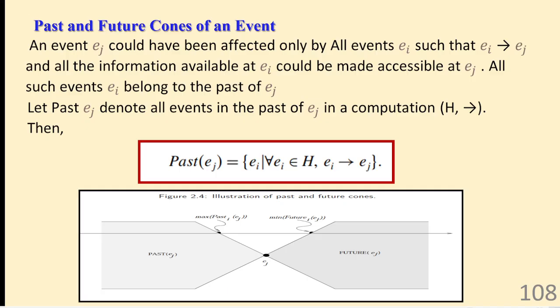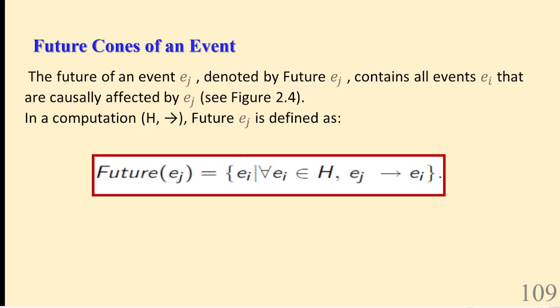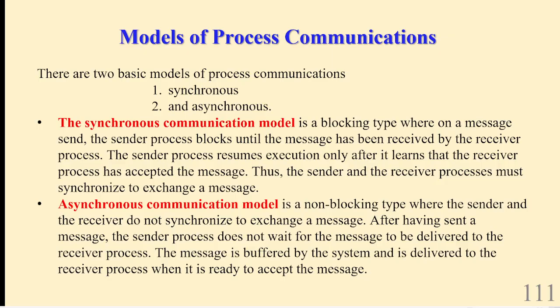That is, only when an event EI occurs, EJ can occur. And all the information which is available at EI should be accessible to EJ also. That is the past of an event, the past cone. Similarly, you have the future cone of the event also, just like how I have told you right now. Then we have models of process communication. Models of process communication we have already learned. We are revising those things. It's mostly the same repetition of the previous things which we have learned before.